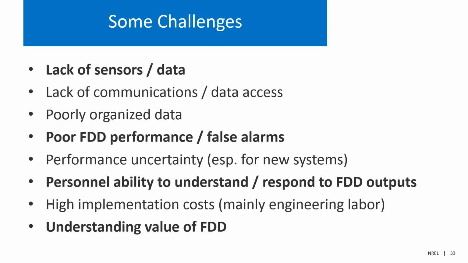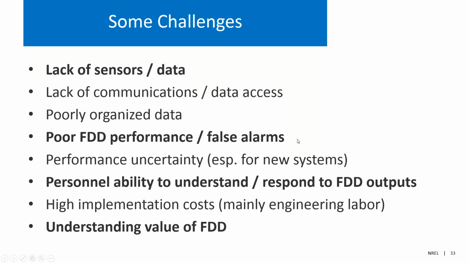And so algorithms that are able to perform FTD using fewer data are highly valuable. The second one is one I just touched on, which is poor FTD performance or high false alarm rates. High false alarm rates both reduce confidence in FTD algorithms, and they cost a lot of money. So algorithms that can perform better and have lower false alarm rates are preferred.